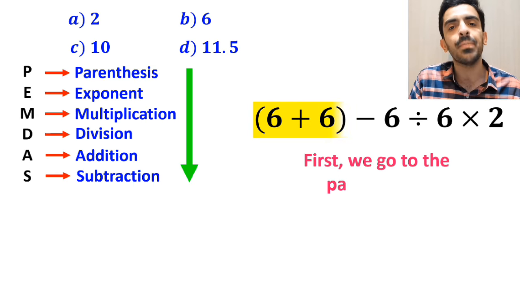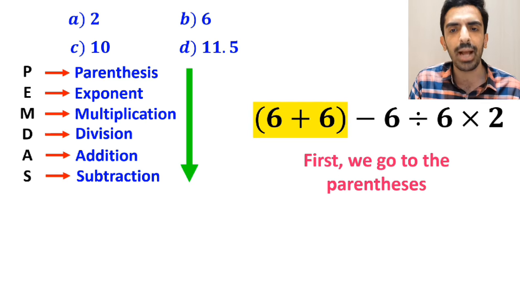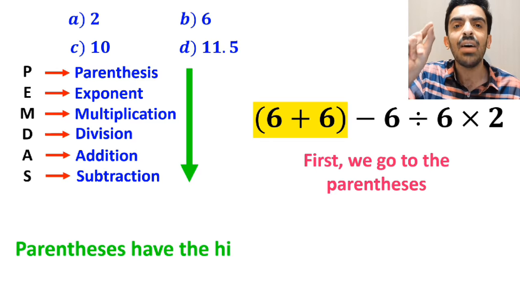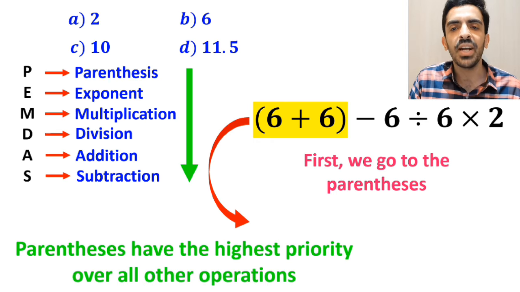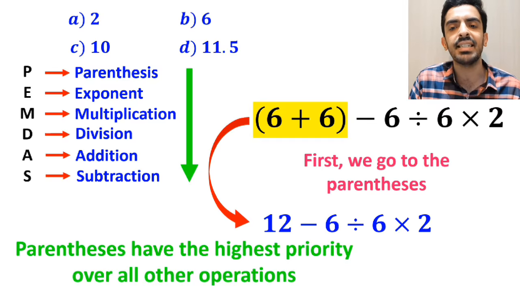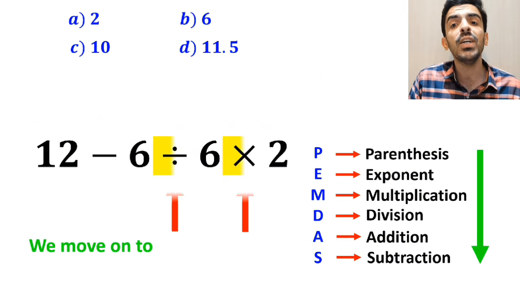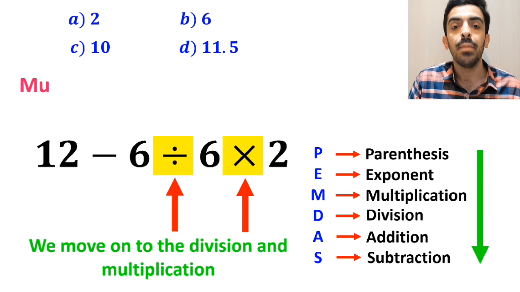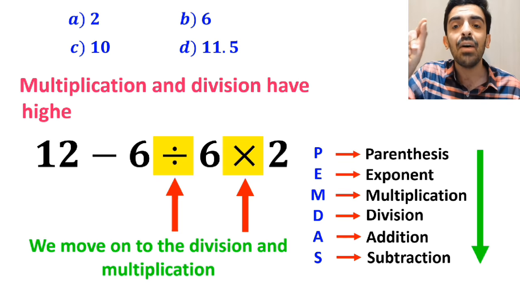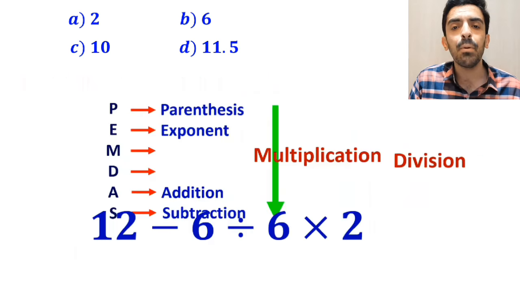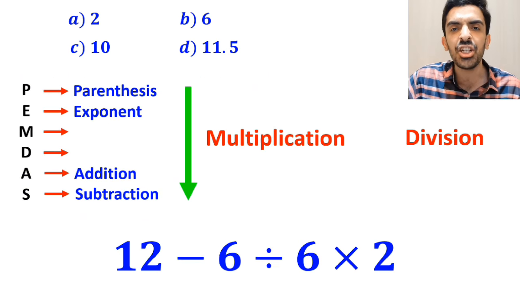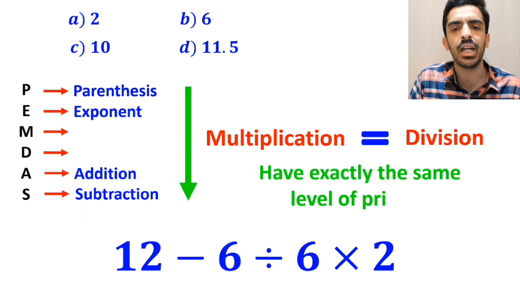Okay, first we go to the parentheses, because according to the PEMDAS rule, parentheses have the highest priority over all other operations. So, we can write this expression as 12 - 6 ÷ 6 × 2. In the next step, we move on to the division and multiplication, because multiplication and division have higher priority than subtraction. However, it's very important to note that multiplication and division have exactly the same level of priority.